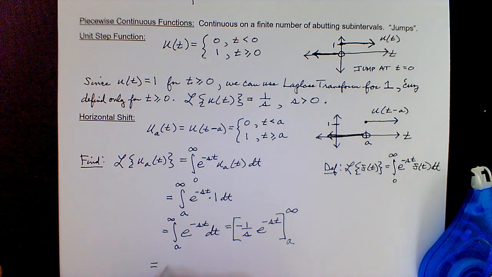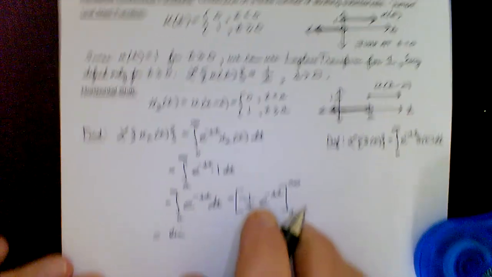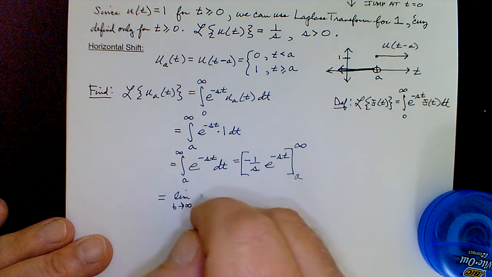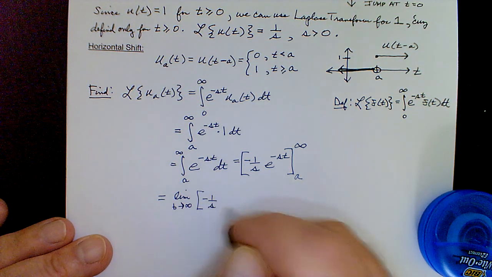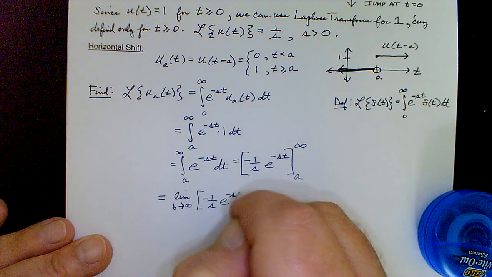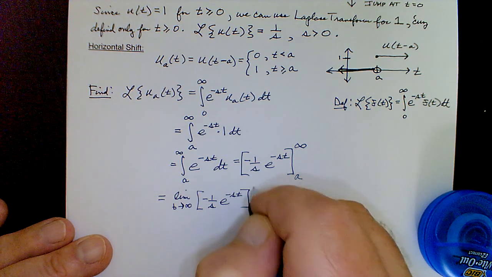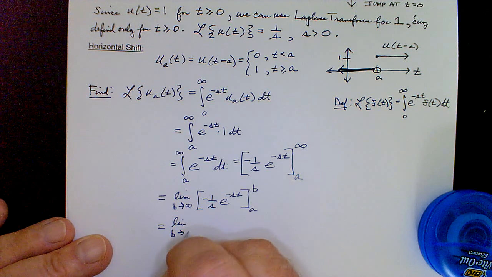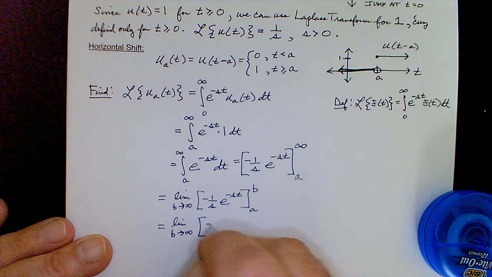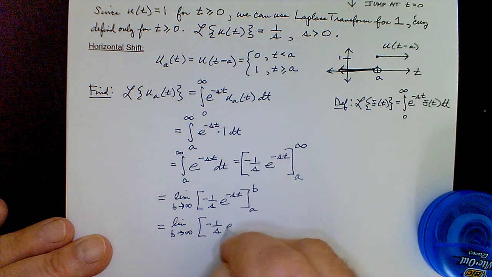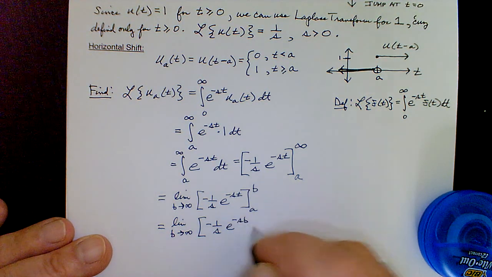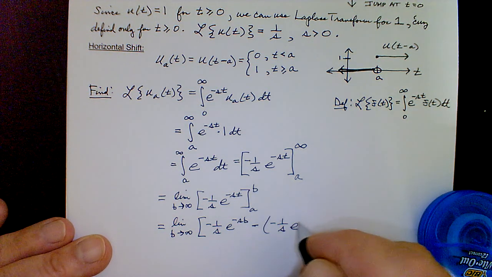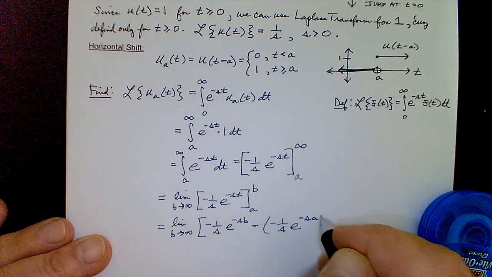Okay, so now the limit as b tends toward infinity of negative 1 over s e to the negative st from a to b. So the limit as b goes to infinity: the upper limit goes in, so negative 1 over s e to the negative sb, and then minus negative 1 over s e to the negative sa.